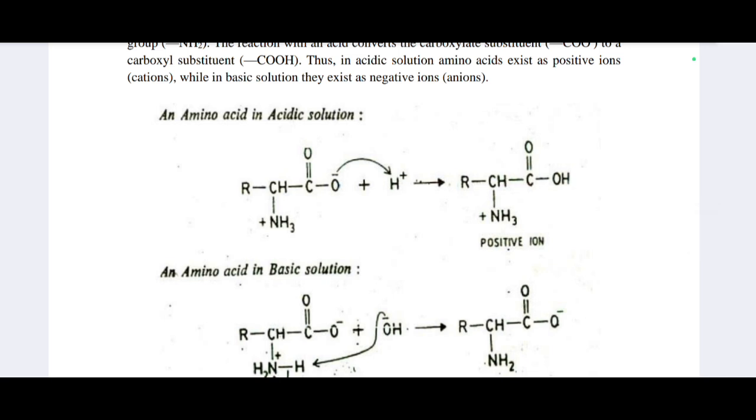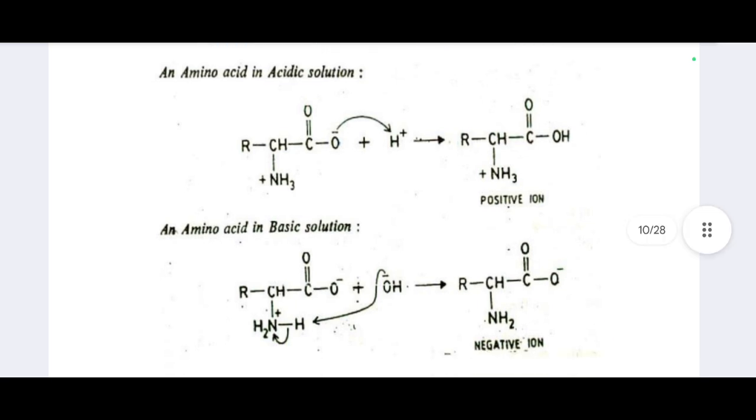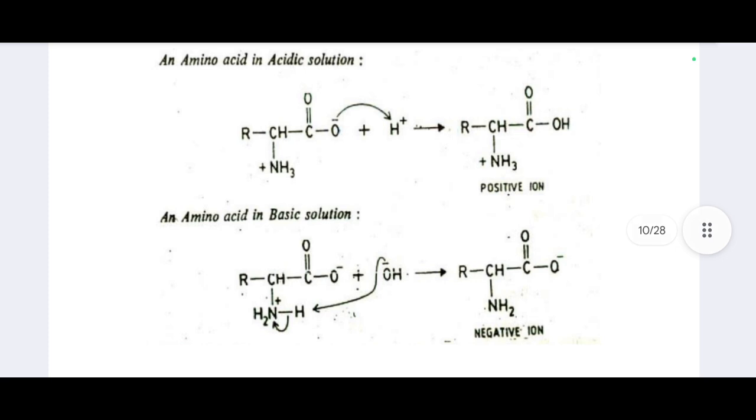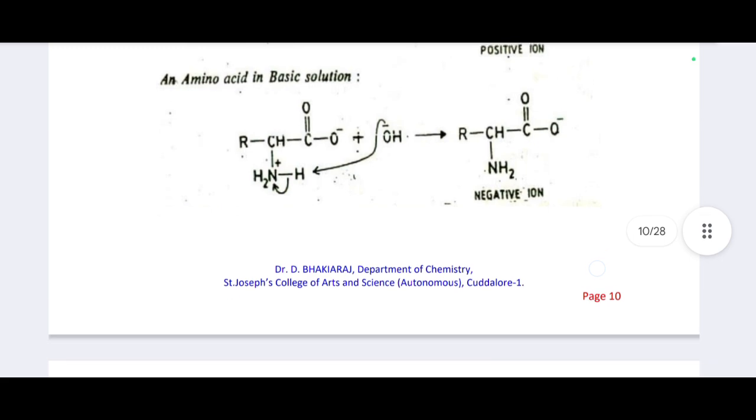Thus, in acidic solution, the amino acid exists as a positive ion, and in basic solution, the amino acid behaves as a negative ion. In acidic solution, it attaches one proton and is converted into a positive ion. On the other hand, in basic solution, OH minus ions are produced, and that OH minus ion attracts the extra proton and converts it into a negative ion. These kinds of ions are called zwitterions.